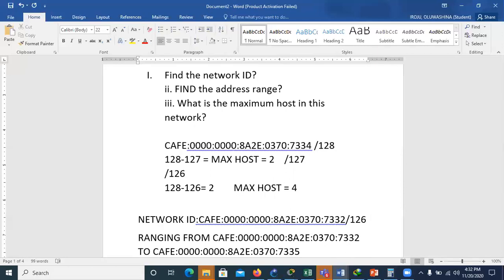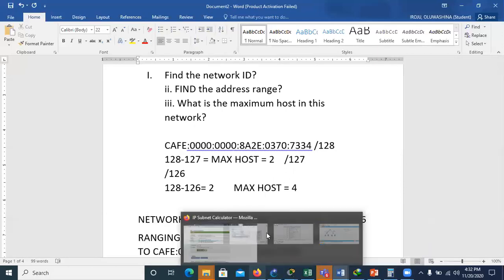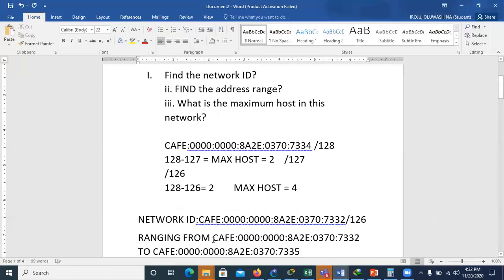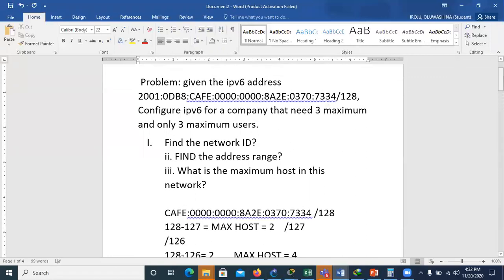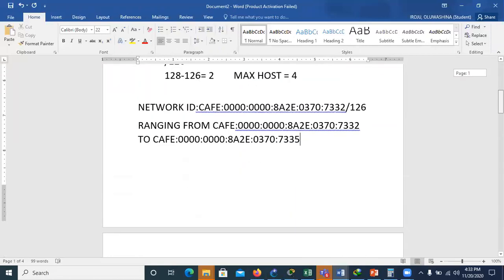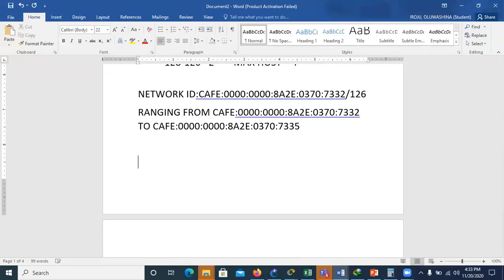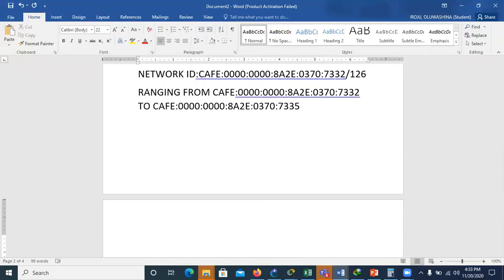That is the maximum IP range, which means that this will be my first IP address if I'm to configure this on a router with /126, and this will be my last IP address. Anytime you are using /126 in your IPv6, it simply means that network can only accommodate 4 maximum users. So we've answered the question here. I just posted it here. Now, if you go to the next one, what about if I need 100 users?